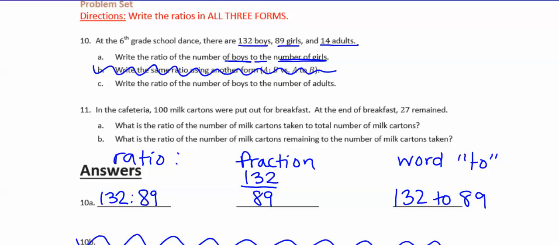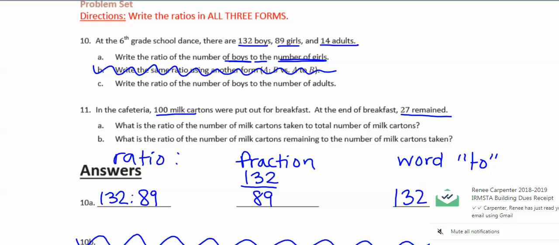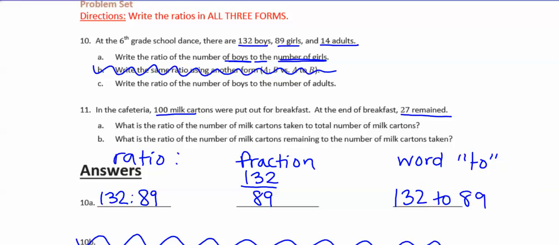Let's look at number 11. It says, in the cafeteria, 100 milk cartons were put out for breakfast. So there's a total of 100. At the end, 27 remained. If you look down here at choice A, it says, what is the ratio of the number of milk cartons taken? Now, it doesn't tell us anything about how many are taken. Can we figure that out? Yes. How would we figure that out?